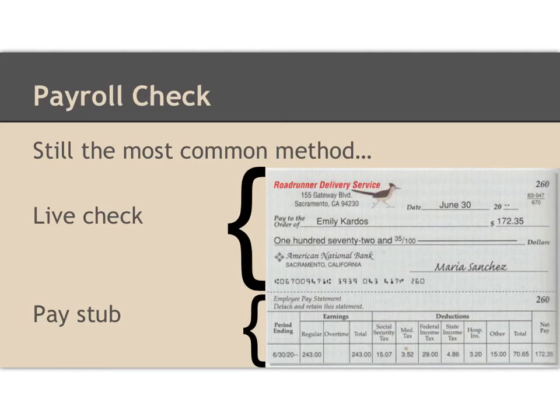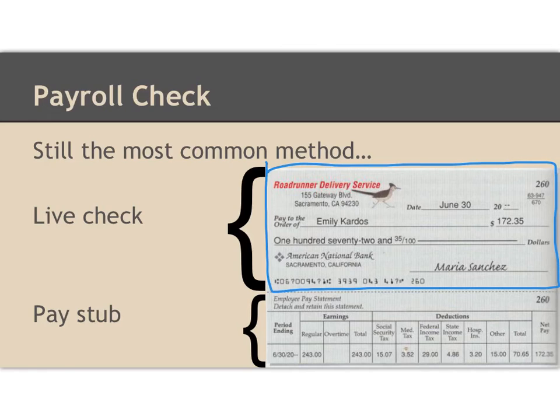As I said, the payroll check is still the most common method. There are two halves to the payroll check. There's the live check, the part that you would walk into the bank and say, deposit this in my account, or you would say, hey, I'd like to cash this check. And in Emily's case, she can either deposit the $172.35, or she can have that as cash, or she can split it up.